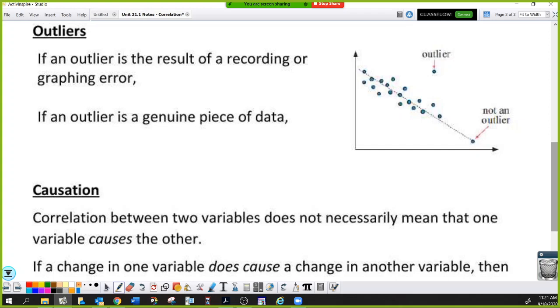If an outlier is the result of a recording or graphing error, it should be discarded. You cannot use it as actual data. Discarded, with a C. However, if an outlier is a genuine piece of data, you have to keep it. It doesn't matter if it flies in the face of what you're trying to show, you know? It's still true data. It should be kept.